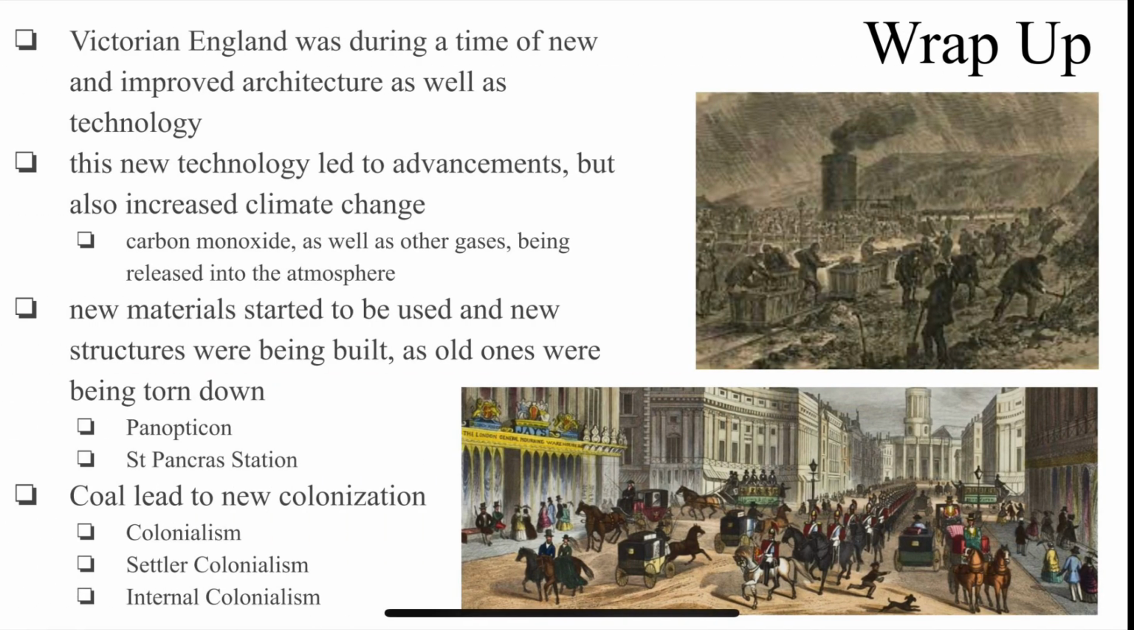Wrap up. Victorian England was during a time of new and improved architecture as well as technology. This new technology led to advancements, but also increased climate change, like carbon monoxide as well as other gases being released into the atmosphere. New materials started to be used and new structures were being built, like the Panopticon and St. Pancras Station, as old ones were being torn down.